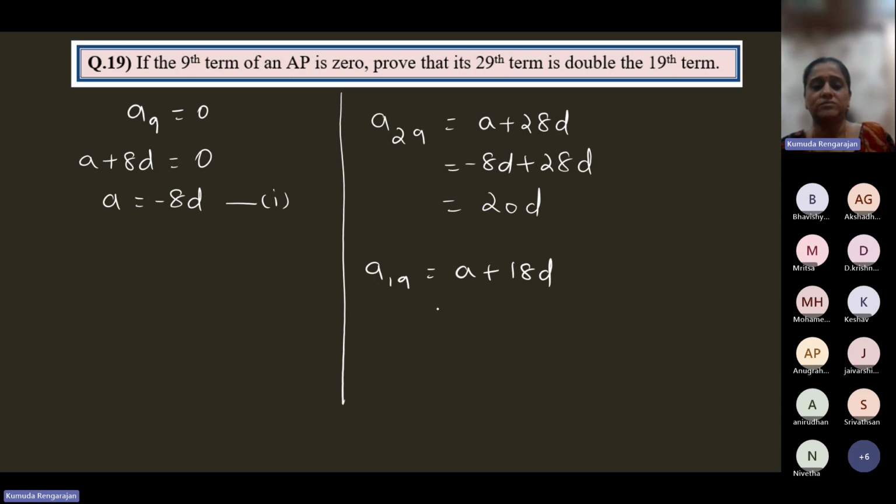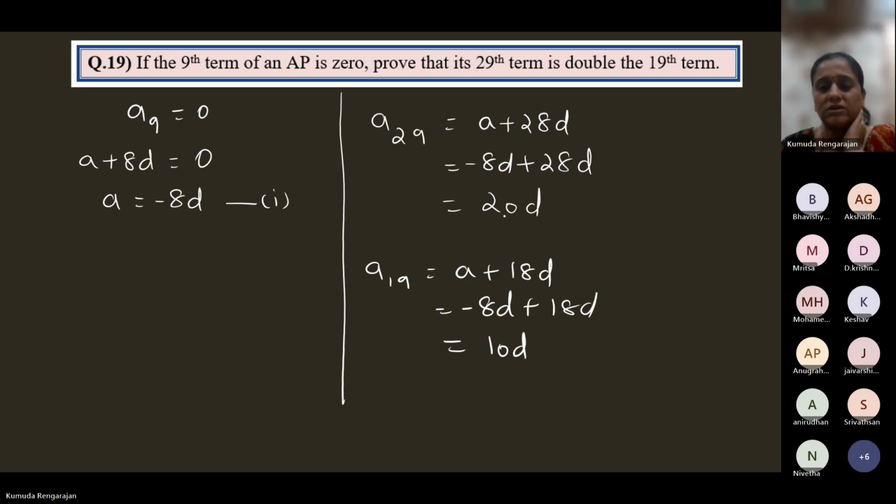A plus 18d. What is a? From 1, using 1, what is a? Minus 8d. A is minus 8d plus 18d. So it is 10d. So we have to prove that the 29th term is double the 19th term. Here, the 29th term, 20d, it's double 10d, right? So we have proved that the 29th term is double the 19th term.